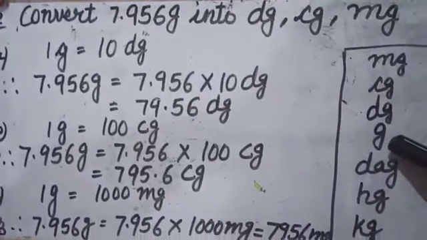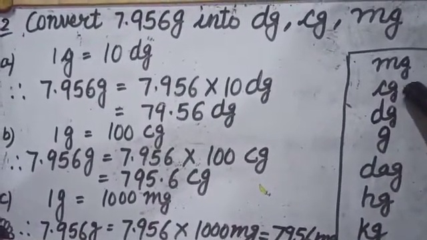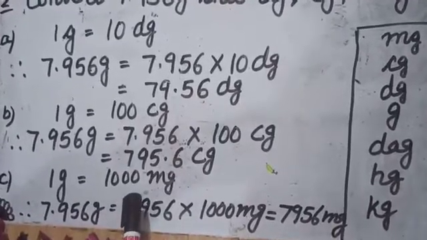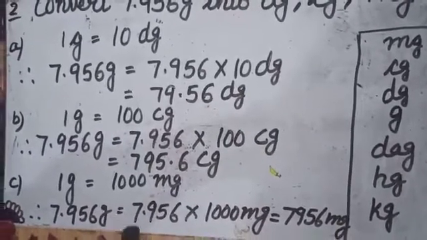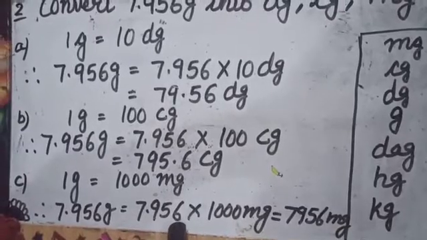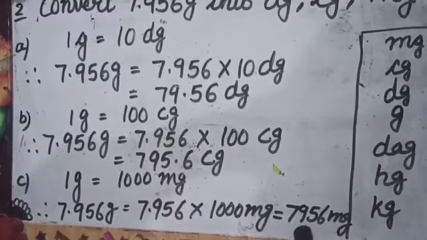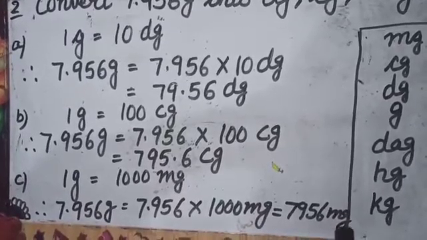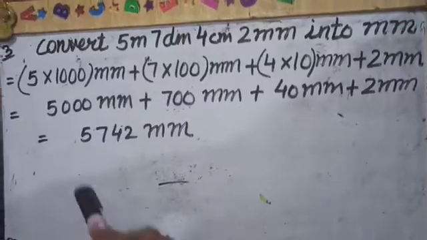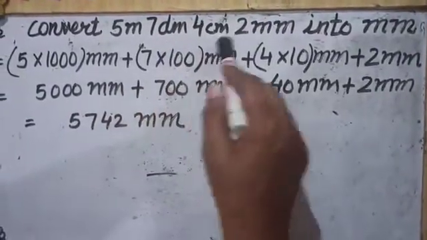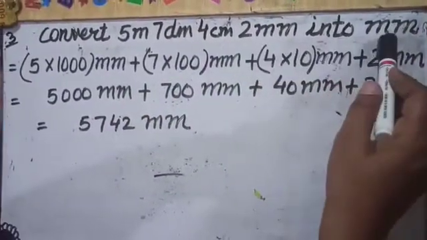Last, convert grams into milligrams. Now from the grams to milligram, how many steps? 1, 2 and 3 steps we have crossed. So 1 gram equal to 1000 milligrams. So we multiply 7.956 by 1000 milligrams, and the answer is 7956 milligrams. Next sum is convert 5 meter, 7 decimeter, 4 centimeter, 2 millimeter into millimeters.